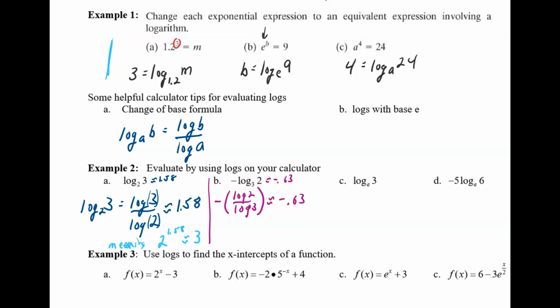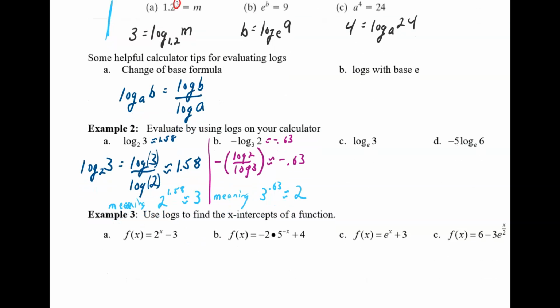So if you cancel the negatives, what this is also saying is that 3, the same base, 3 to the 0.63 is approximately equal to 2. Okay, so this gives us a way to figure out what power we raise a number to in order to get a desired output.